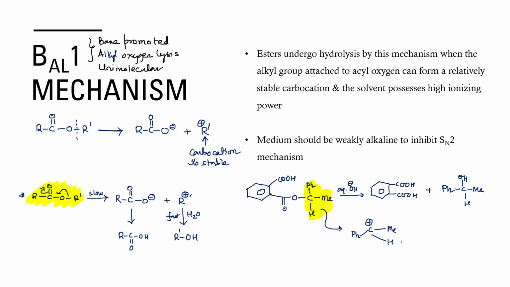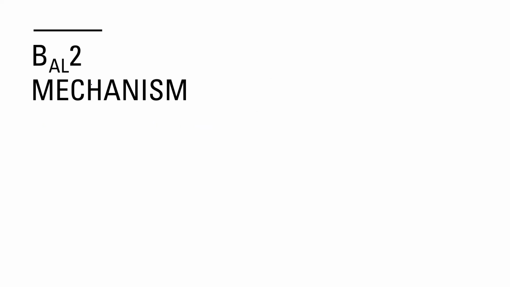Perfect. So you have to remember कि BAL1 mechanism का मतलब ये कि आपका कार्बोकैटायन बनना चाहिए पहले स्टेप में, and carbocation will be formed by the alkyl group which is connected to oxygen. It should not be just about any alkyl group. It should be an alkyl group which is capable of forming a stable carbocation. So this becomes a BAL1 mechanism.